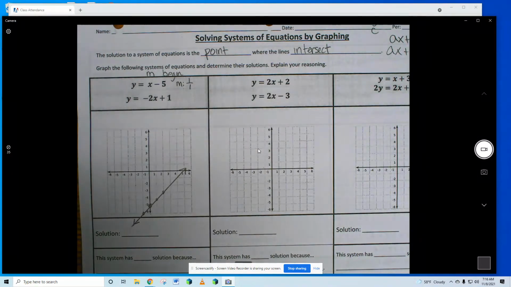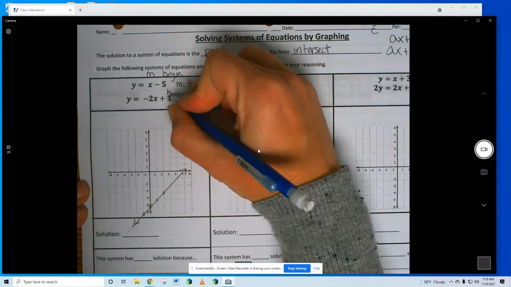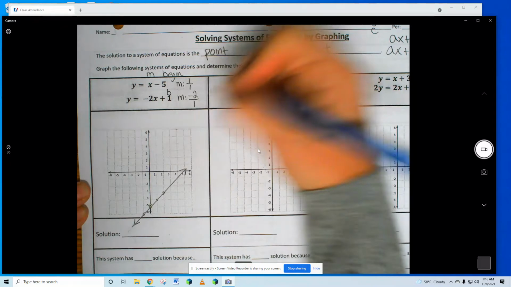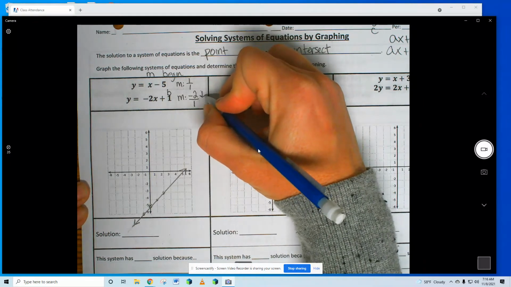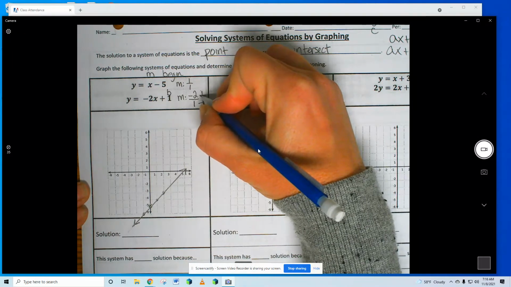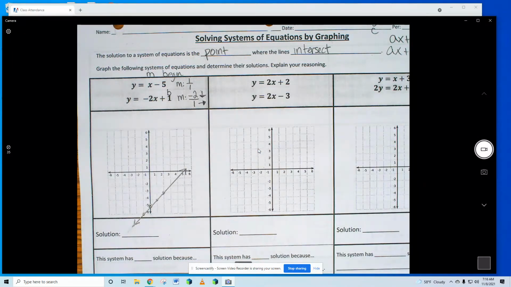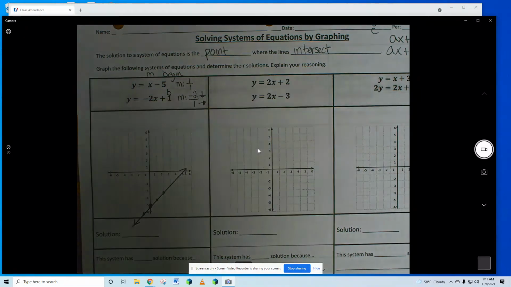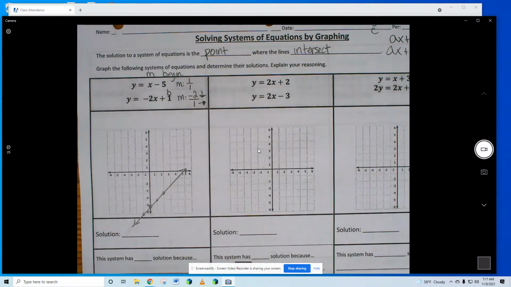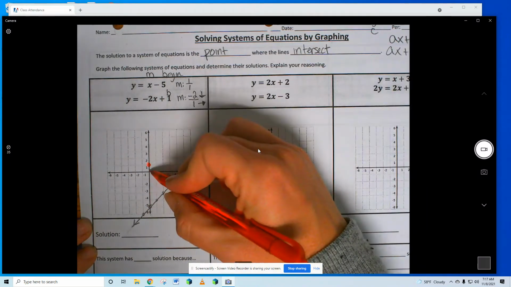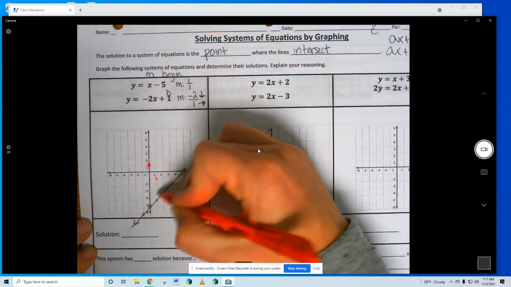My second equation is y equals -2x plus 1. My begin is at 1. My slope is -2 over 1: down 2, right 1. On the same graph, I could make it a different color. It doesn't matter, but begin at 1. Down 2 over 1. Down 2 over 1.